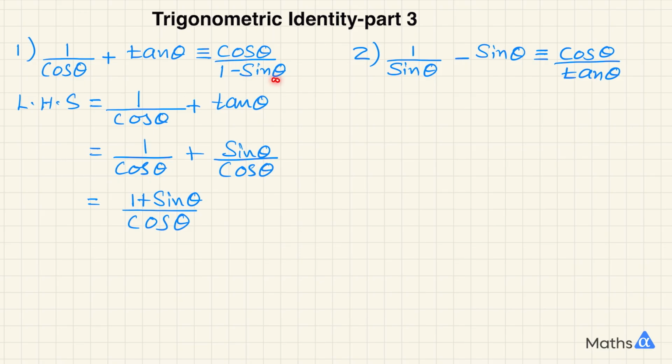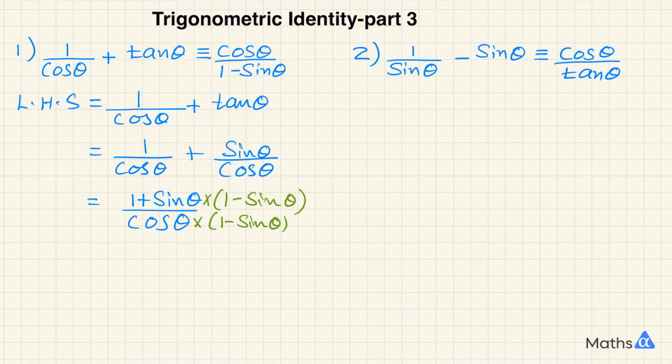Now look at the right hand side again, how we can get this result. But we have just this now. We need to think about it. I'm thinking of getting 1 minus sin theta in the denominator. We do this kind of technique when we prove trigonometric identities. So I'm going to multiply the denominator by 1 minus sin theta, and we have to do the same thing to the numerator.